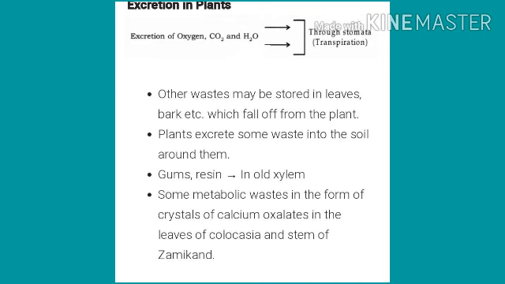Other wastes may be stored in the leaves, bark etc., which fall from the plant. Plants excrete some waste into the soil around them. Gums and resins are stored in the old xylem. Some metabolic waste is in the form of crystals of calcium oxalate in the leaves of colocasia and the stumps of the jamun.